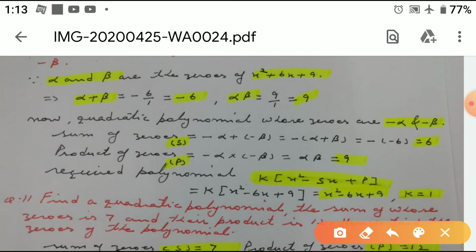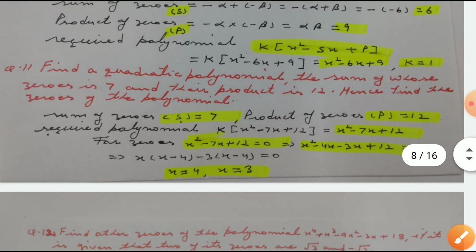And what is important? The required polynomial should be in the form k (x square minus sx plus p), where s is the sum of zeros. Here the sum of zeros is 6 and p is the product of zeros. Product of zeros is 9. After putting the value, this is there, and now we say k is equal to 1, and finally the required polynomial is x square minus 6x plus 9 after putting the value of s and p, sum of zeros and product of zeros. Now come to question number 11.